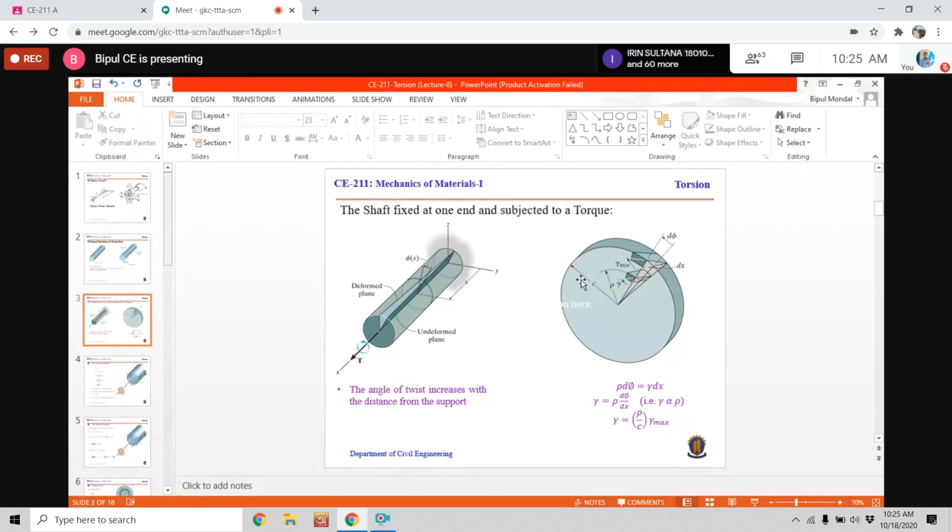The maximum value of rho is c, where c is the radius of the circle. In that case, gamma will be maximum. That means gamma max equals c times k. From that equation, we can determine the value of k, and if we substitute it here, the general expression of gamma will be rho by c times gamma max.